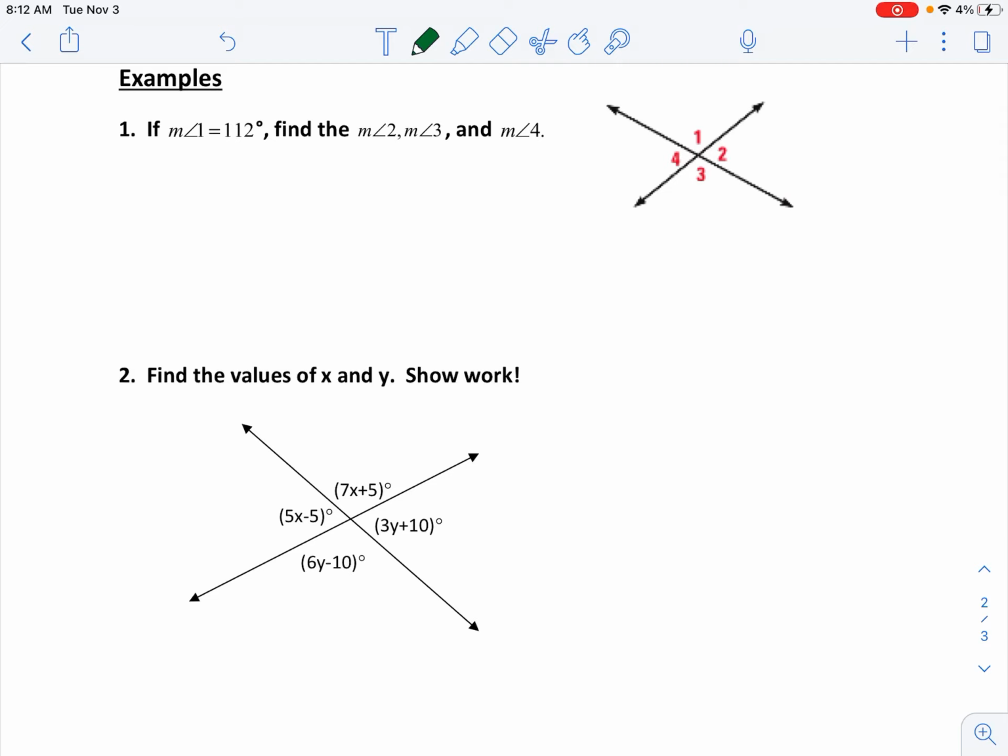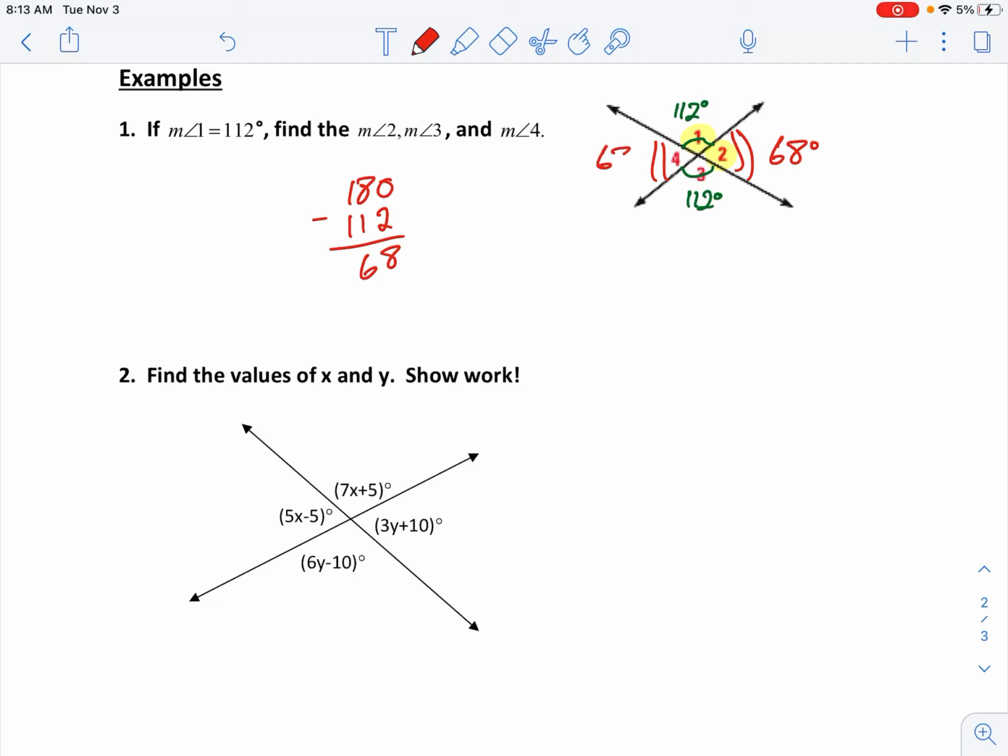It says that the measure of angle 1 is 112 degrees. I'm going to go ahead and put that on my picture. Find the measure of angle 2, 3, and 4. Well, we just talked about vertical angles, so if the measure of angle 1 is 112, I know the measure of angle 3 is 112 degrees because they are congruent. They are vertical angles. And working with a different color here, I don't know what they are just yet, but I know that 2 and 4 are going to be the same. And if I remember linear pairs, angle 1 and angle 2 are a linear pair, so what I'm going to do is say 180 minus 112, and if we do that, we get 68.